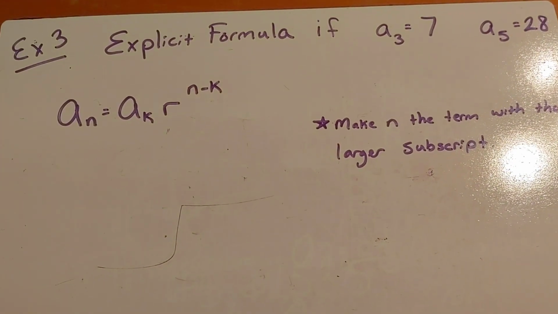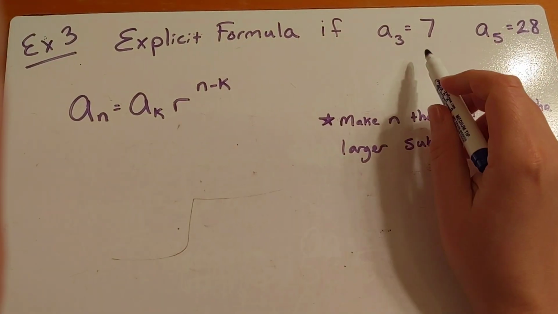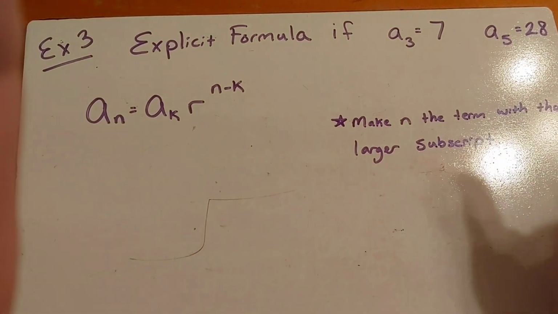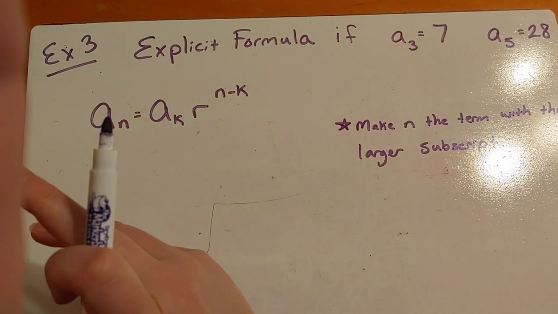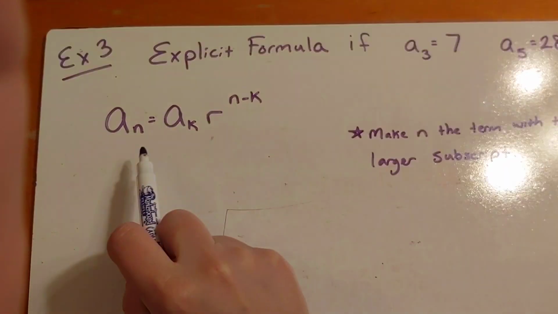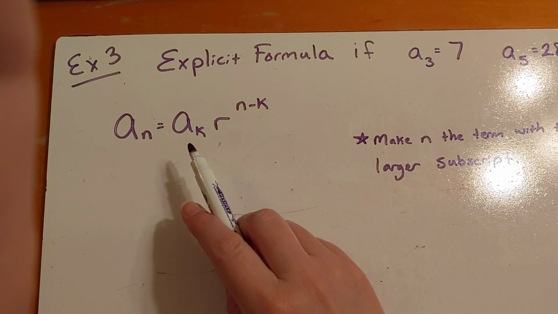All right, we are up to example 3, and we are finding an explicit formula if my third term is 7 and my fifth term is 28. Now, just like before with our arithmetic sequences, same thing with the geometric sequences. If you don't know the first term, you want to use this generalized formula. So I went ahead and wrote the generalized formula.